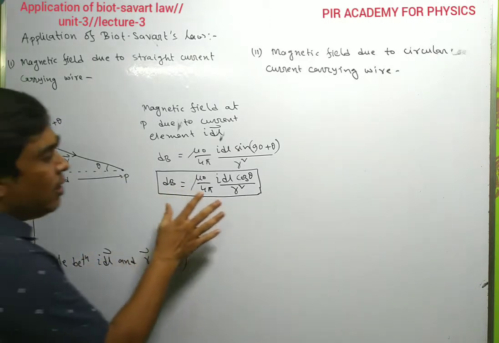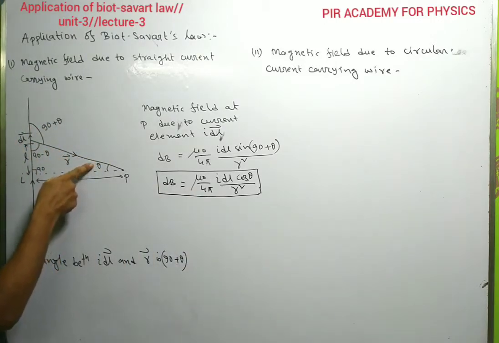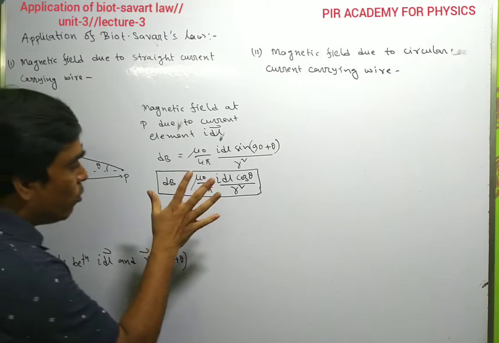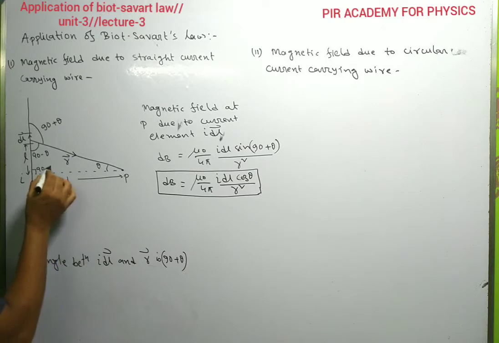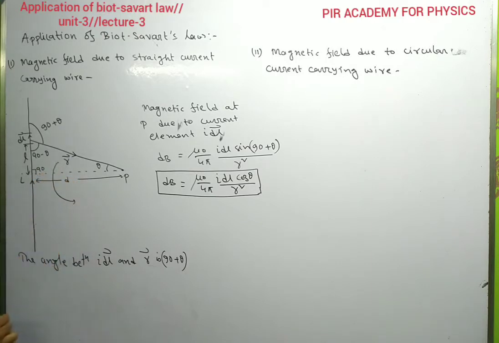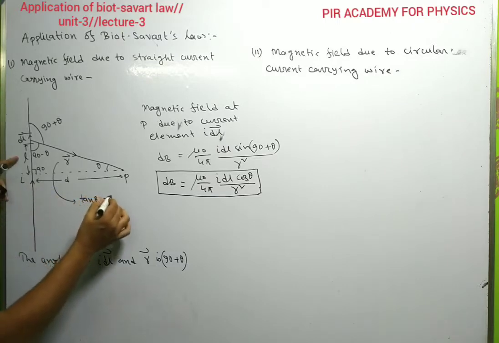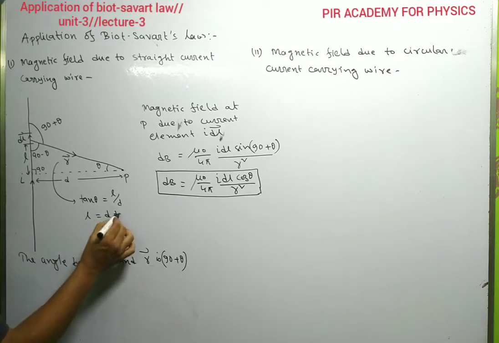Now this equation can be converted into a function only of theta, so that we can integrate all over this current carrying wire. To convert this equation as a function of theta, use this triangle. Using this triangle, you have to take tan theta. So tan theta will be L divided by D. So L equals D tan theta.